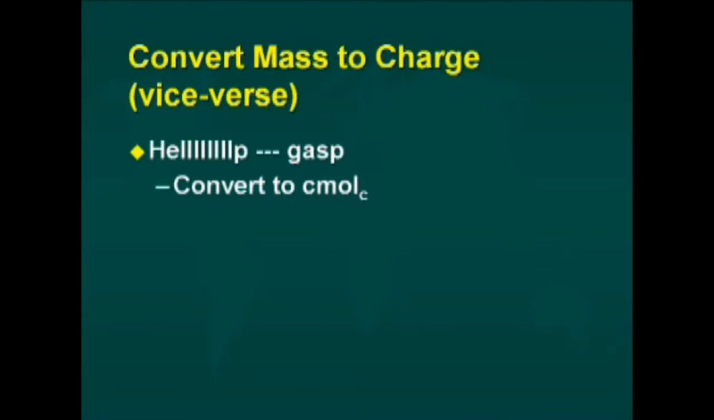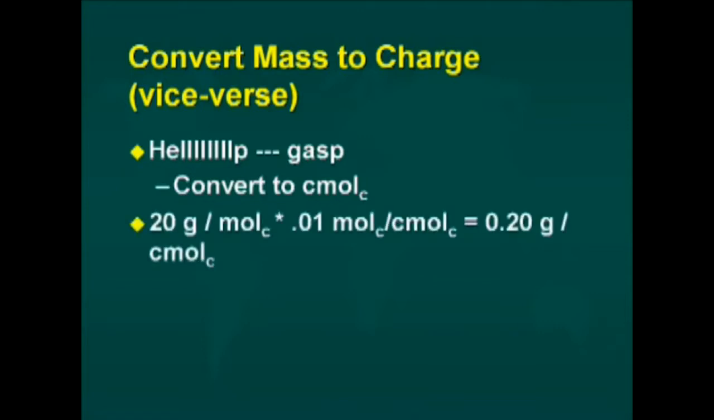Now, let's convert that to centimoles. Let's ask how many centimoles of charge that is. Okay. So 20 grams per mole of charge. To convert to centimoles, times 0.01 moles of charge per centimole of charge. Okay, so what's going to happen? Mole of charge is going to cancel out. And this simply comes out to be 0.01 times 20 equals 0.2. So 0.2 grams of calcium will provide 1 centimole of charge.